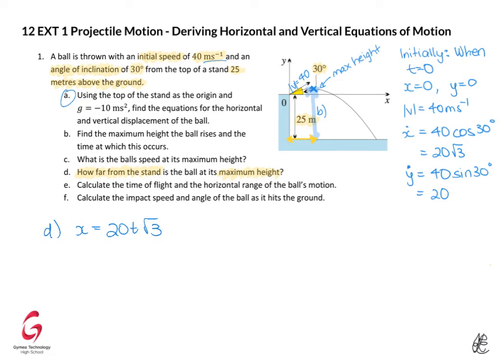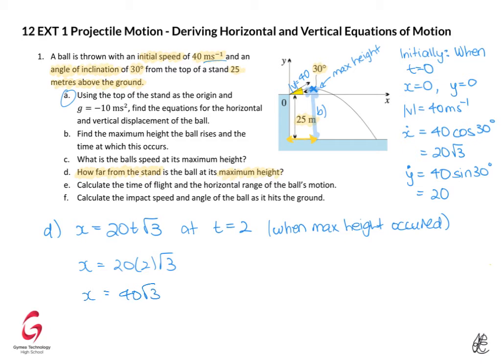And we want to know that horizontal displacement at time equal to 2 seconds, as that's the time when the maximum height occurred. And a simple substitution of that t value of 2 gives us that the ball is 40 root 3 meters horizontally from the stand.